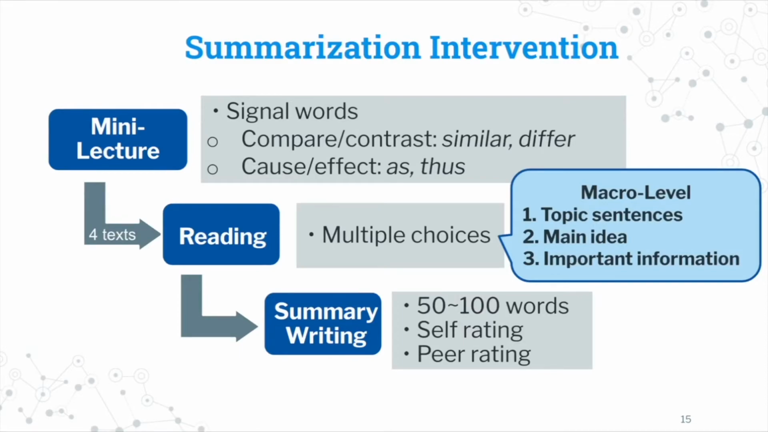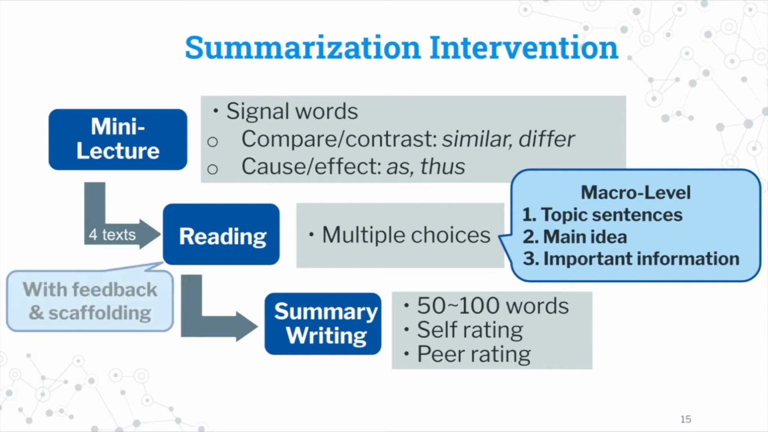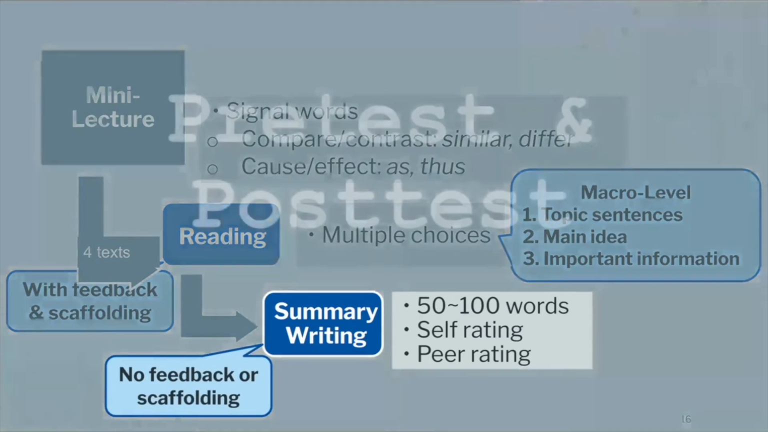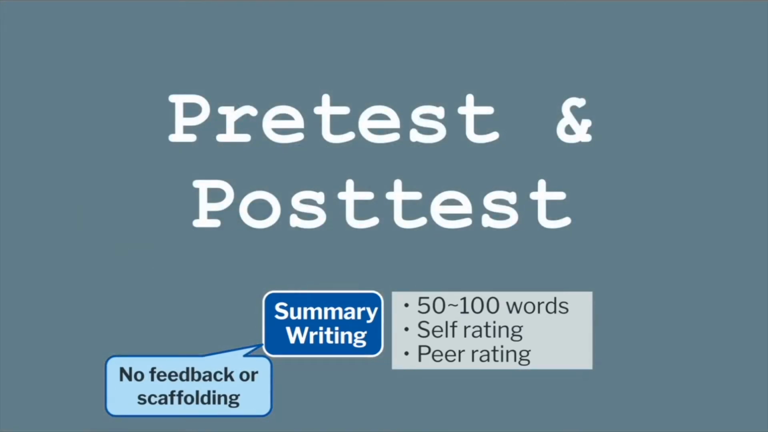Participants then read multiple passages and answered a series of multiple choice questions, receiving feedback and scaffolding for their responses. Then, participants would move on to an open answer summary writing phase where they would read passages and write a summary on their own. This step did not include feedback or scaffolding. The pretest and post-test, on the other hand, only tested open-ended summary writing. Thus, they also did not provide feedback or scaffolding.